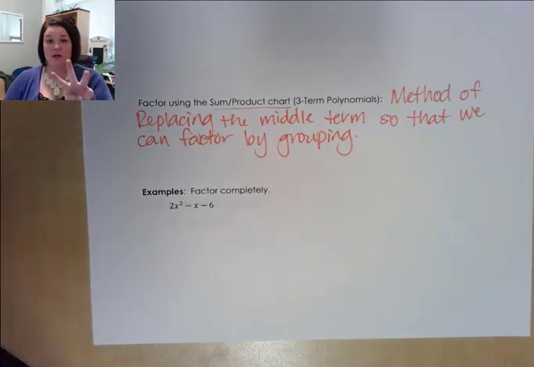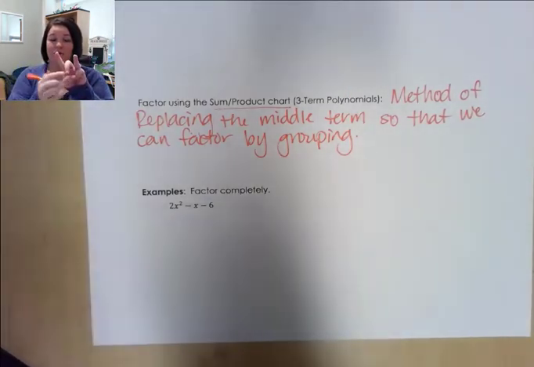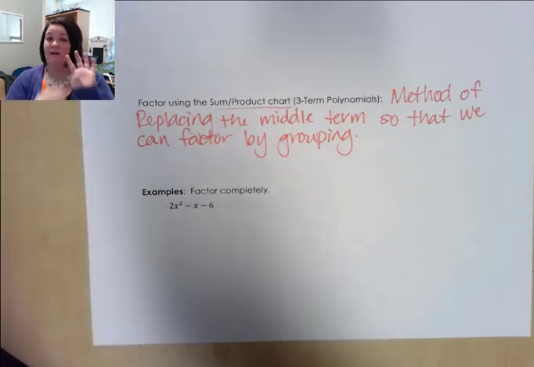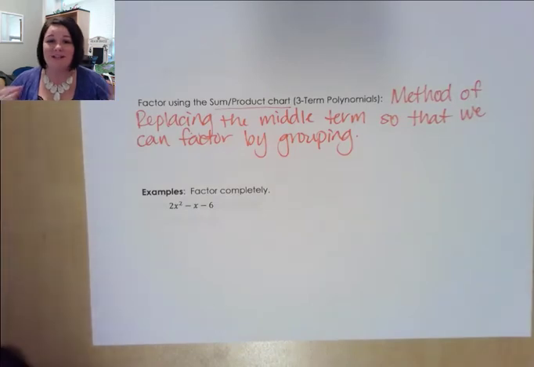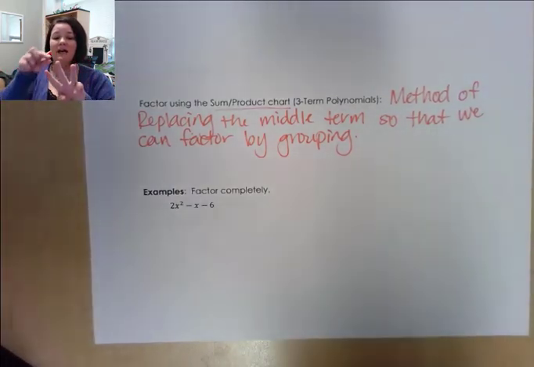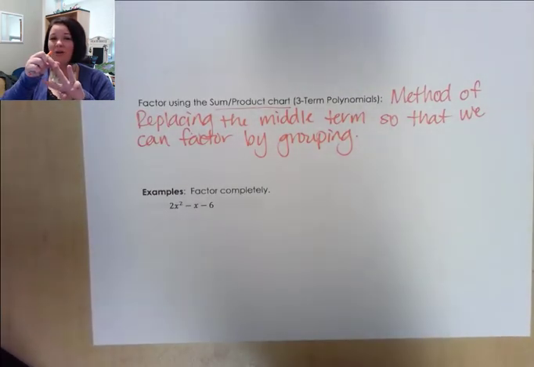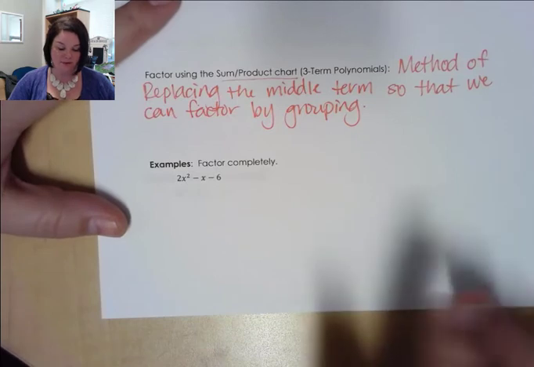So if I have 3 terms and I can take this term out and put 2 in its place, then I'll have 4 terms, right? And once I have 4 terms, now we know how to do that. That's just our factor by grouping. So we're going to create this little chart, and it's going to help us decide what we should take this out and replace it with. Okay, so let me show you what that looks like. Here's an example at the bottom.